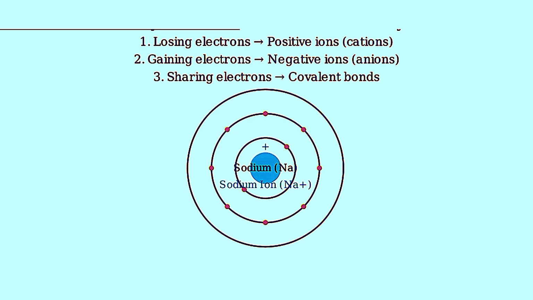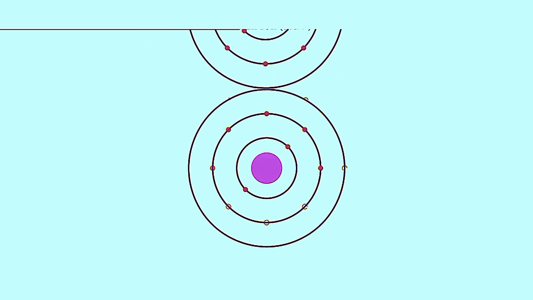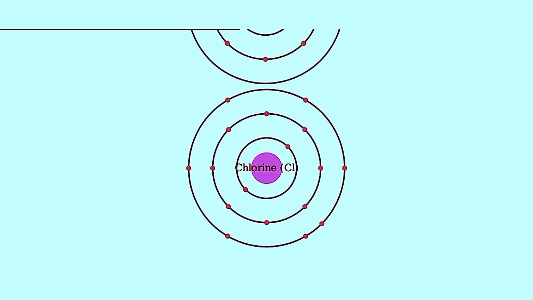Now let's examine the second method, gaining electrons to form anions. Here's a chlorine atom with 17 electrons, 2 in the first shell, 8 in the second shell, and 7 in the outermost third shell. When chlorine gains 1 more electron, it completes its outer shell with 8 electrons, achieving the stable configuration of argon. This creates a chloride ion, Cl-, with a negative charge. This makes chlorine highly reactive with elements that readily donate electrons, like sodium.